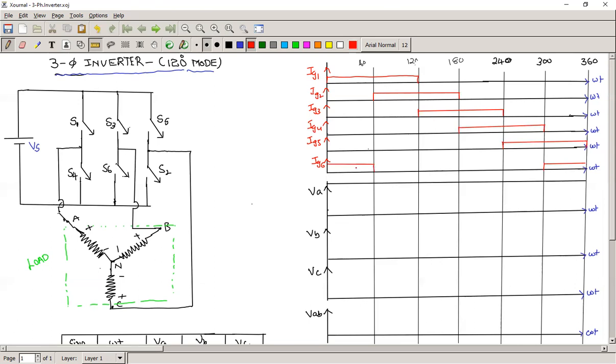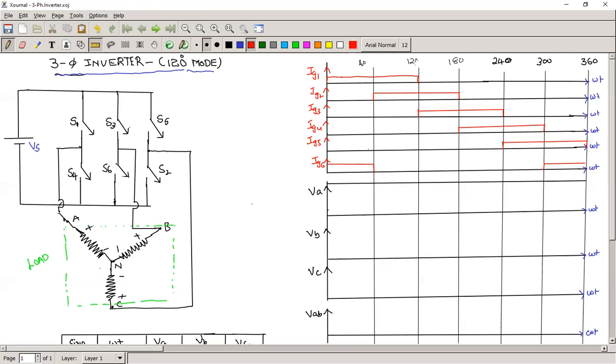This is IG6. Now, every 60 degrees, we are going to mention how many devices are conducting. In 120 degrees mode, only two devices are conducting, one from the positive group and another from the negative group.